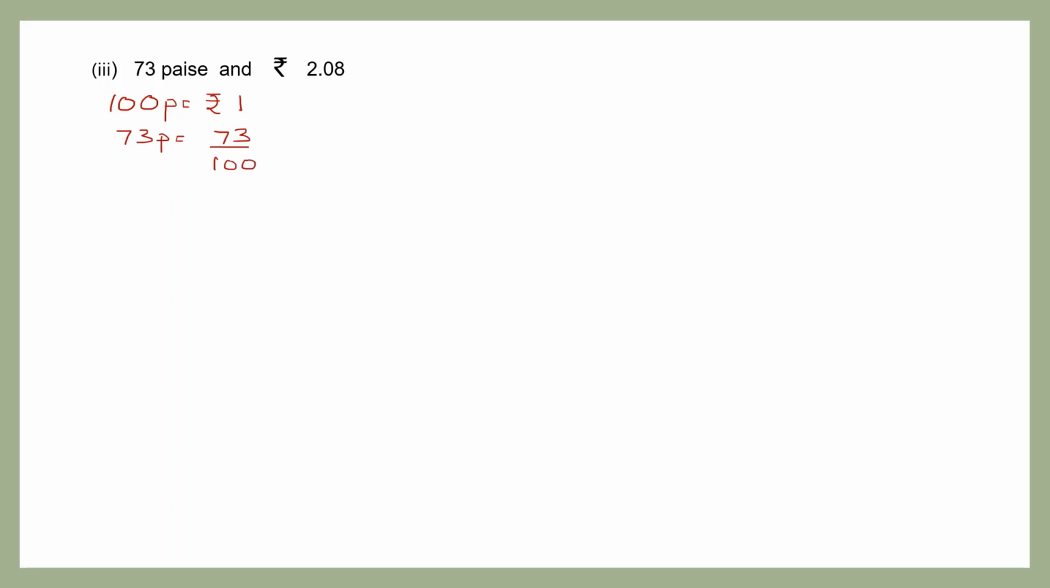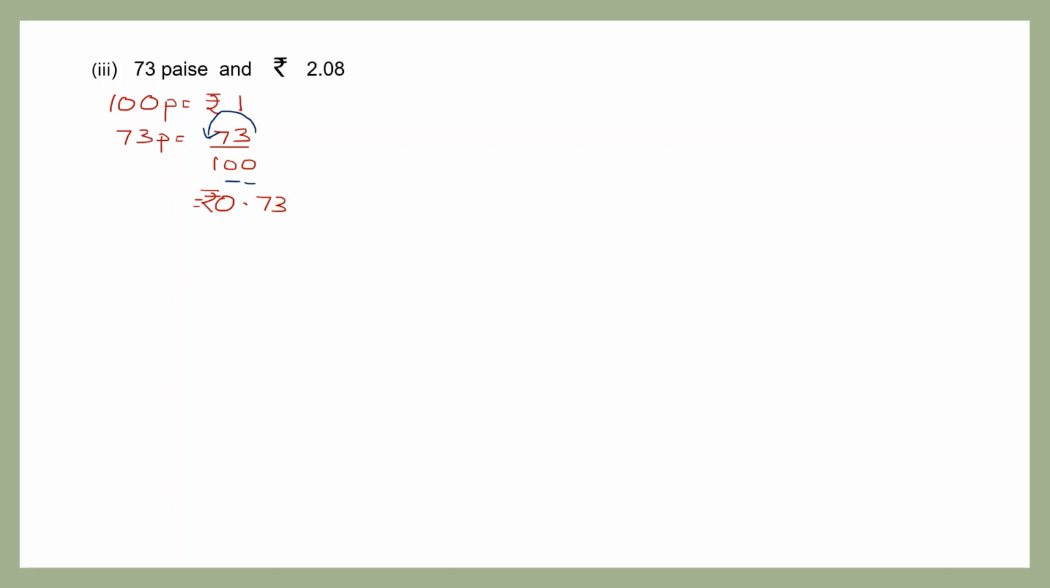So it has 2 zeros. The point will move 2 places to the left. So it comes here, isn't it? 2 places to the left, it comes here. So what do I get here? I get 0.73, and this is rupee.